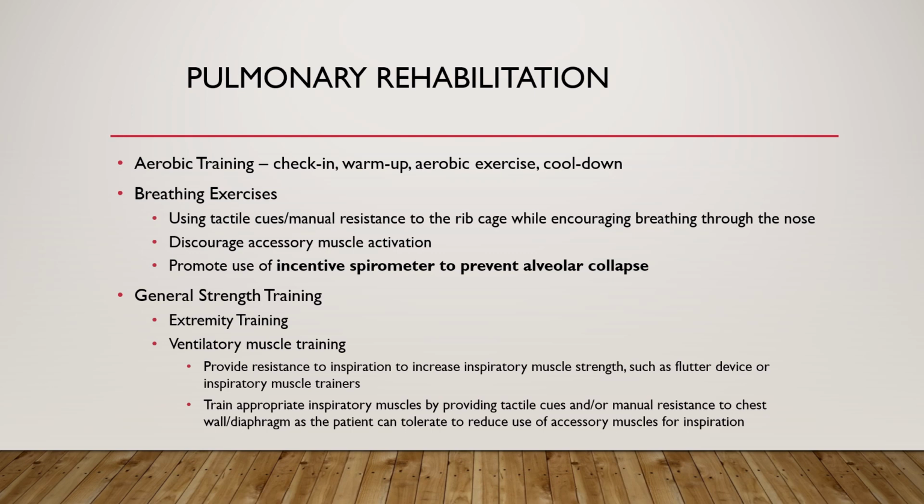We also want to encourage the use of their inspiratory devices, things like their incentive spirometer, to help prevent alveolar collapse. Patients, especially in the acute care setting and then being discharged from the acute care setting, are given an incentive spirometer to help open up the airways, clear any congestion through the bronchial pathways, and prevent alveolar collapse.